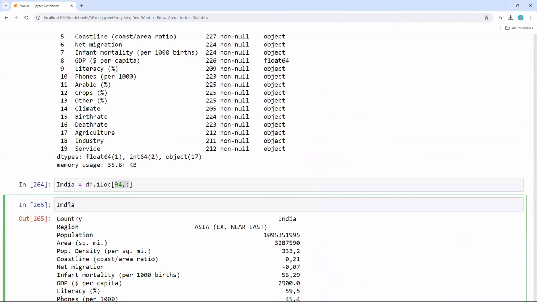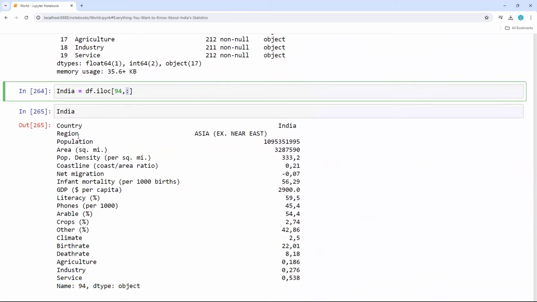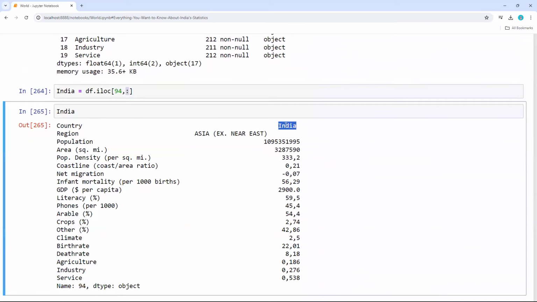So my column India is placed in the 94th row, so that is why I gave 94 and comma. I wanted all the columns for India, so that is why 94th row, all the columns. So 94th row is India, and these are all the columns. So for India, the country name is India, and also region Asia.